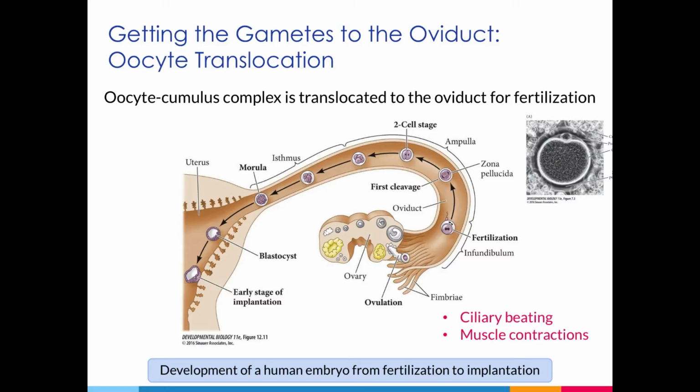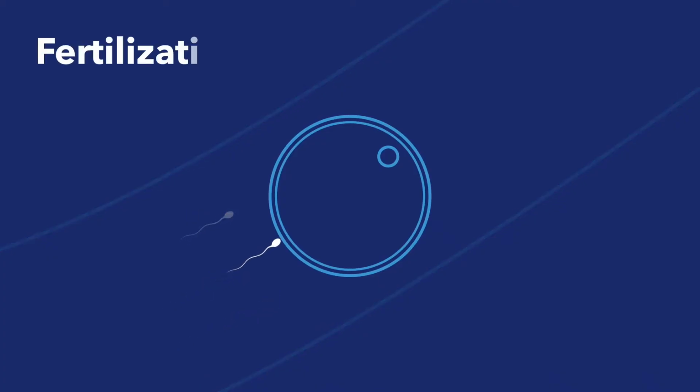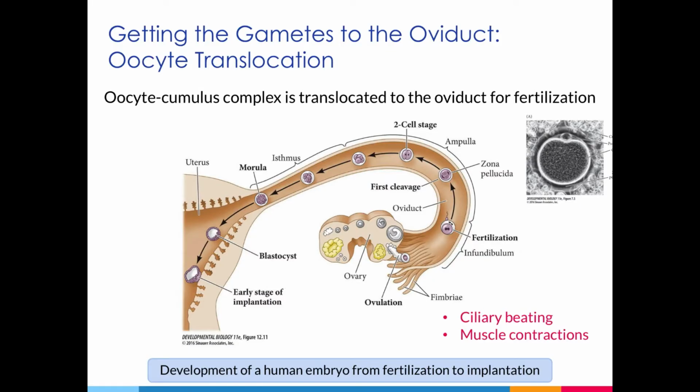To begin with, the female reproductive tract is not a passive conduit. It actually plays an active role in the meeting of the sperm and the egg. In order for the sperm to fertilize the egg, the sperm and egg have to be localized to the correct location. In mammals, the process of fertilization, the fusion of the sperm and the egg, takes place in a region that's known as the oviduct.